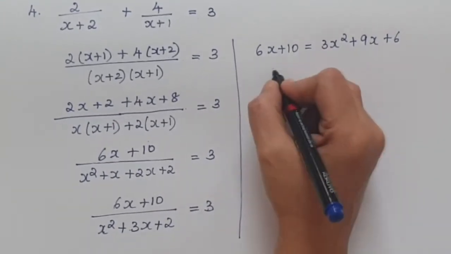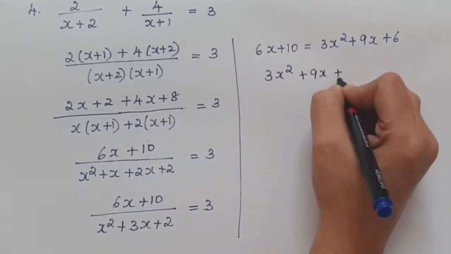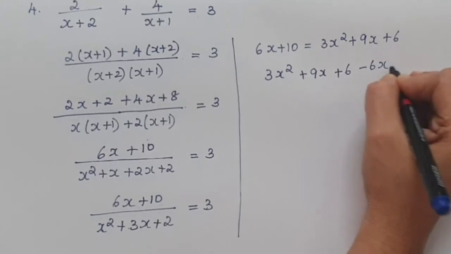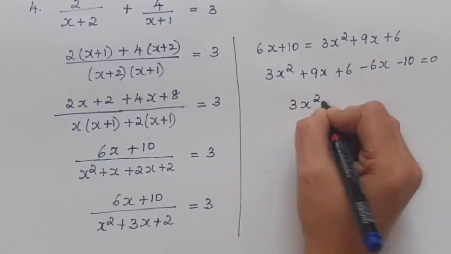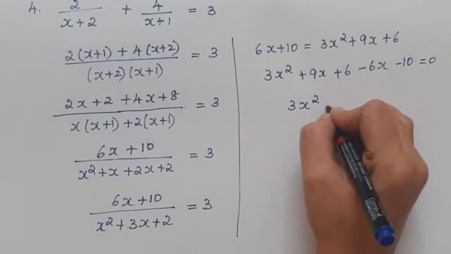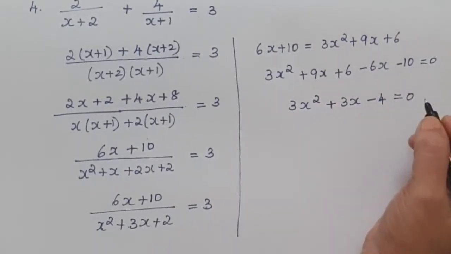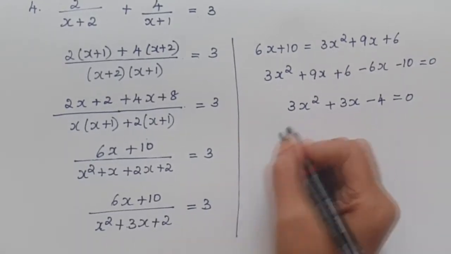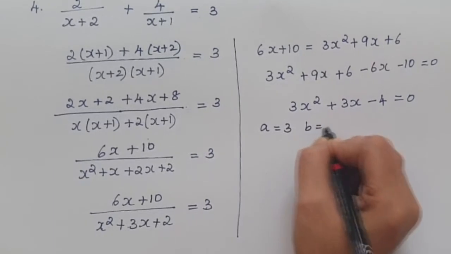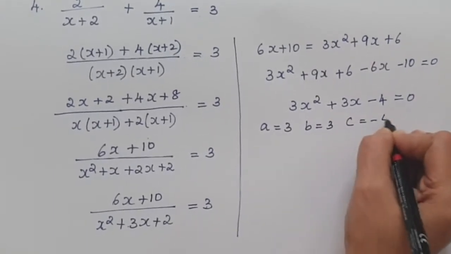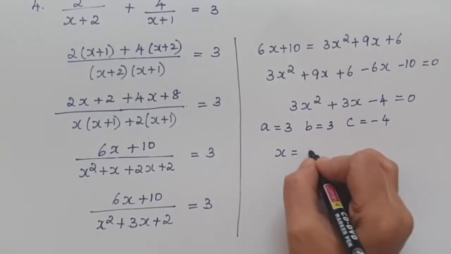Now shift all of it to this side. So it is 3x square plus 9x plus 6 minus 6x minus 10 equal to 0. So we get it as 3x square, 9x minus 6x is plus 3x minus 4 equal to 0. Now we can just apply our quadratic formula. A will be equal to 3, B is also 3, C is minus 4. Our quadratic formula will apply minus B. So it is only a B.